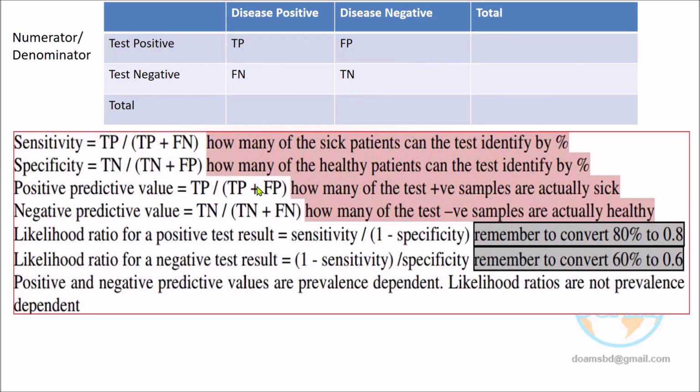So these four formulas you can remember in this way. But don't forget, the true definition will always be in the numerator. You see, TP, TN, TP, TN.